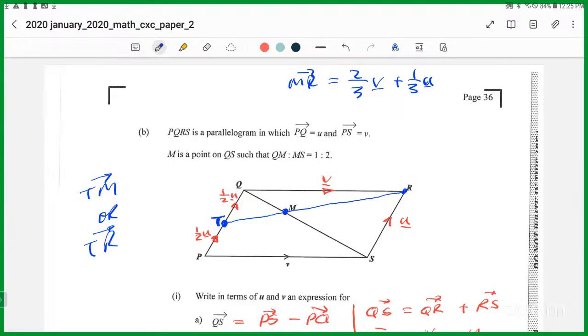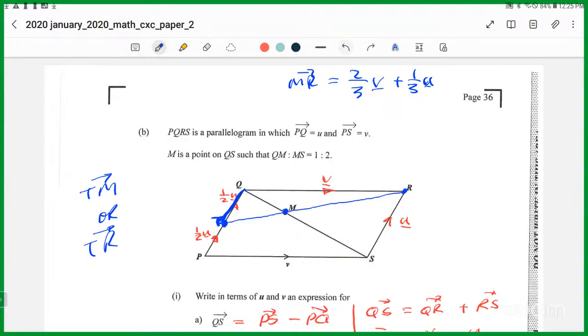We already have two known vectors, V and R. We already know what TQ is, which is half of U. And V is parallel to the other V down here. Beautiful. It's basically saying we already know how to go from T to R. To go from T to R, come up here using half U and just go across using the V. There's no calculation needed. It's there on the diagram.